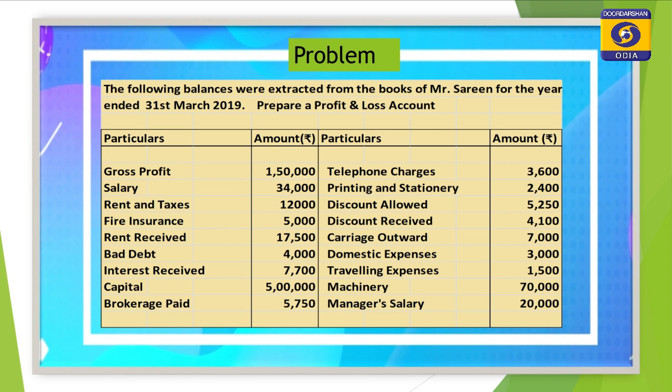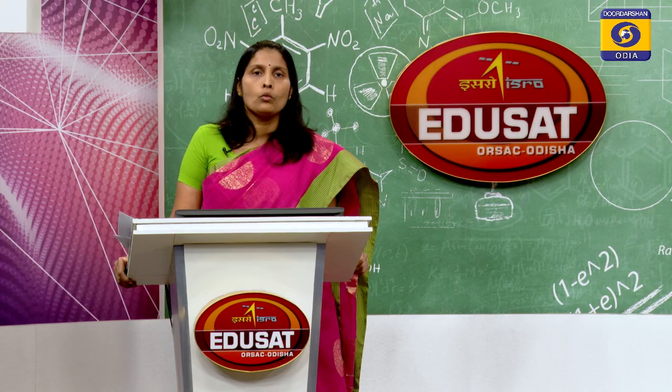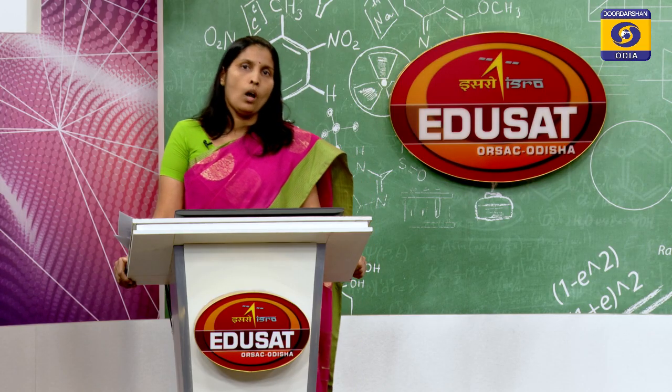We have telephone charges of rupees 3,600, printing and stationery rupees 2,400, discount allowed 5,250, discount received 4,100, carriage outwards 7,000, domestic expenses 3,000, travelling expenses 1,500, machinery is shown at rupees 70,000, and the manager's salary is rupees 20,000. Now, you are provided with all this information. So, how do we go about it?